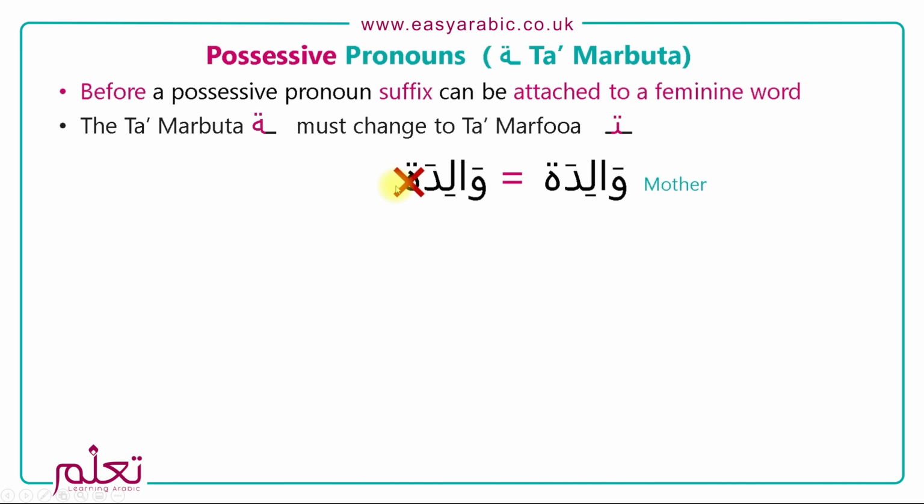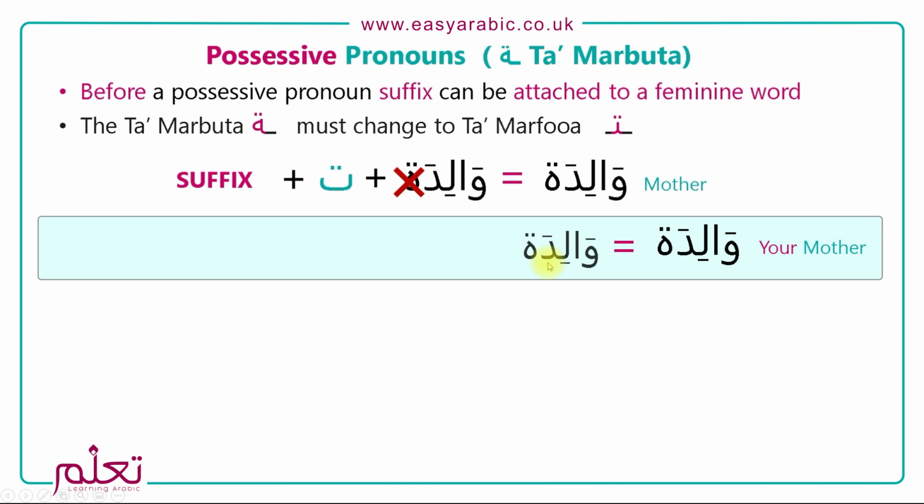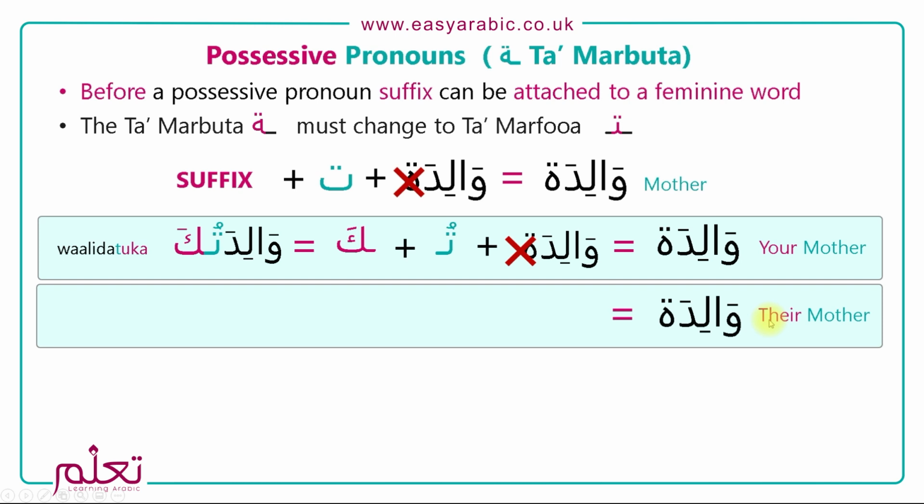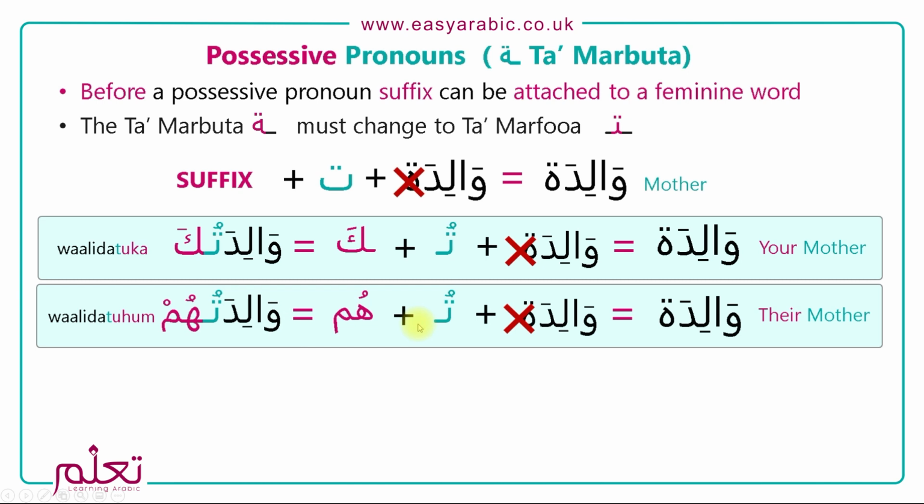Okay, so if we look at this word, walida, your mother, the suffix we're going to add is ka. So it will be walida, remove the ta marbuta, change it to a normal ta, and then add the kaf. So it becomes walidatuka, your mother, to a masculine male. Okay, if we say their mother, so here we're going to say walida, and then we again remove the ta marbuta, add a normal ta, and then we add the suffix, which is hum. Walidatuhum, so that is their mother.